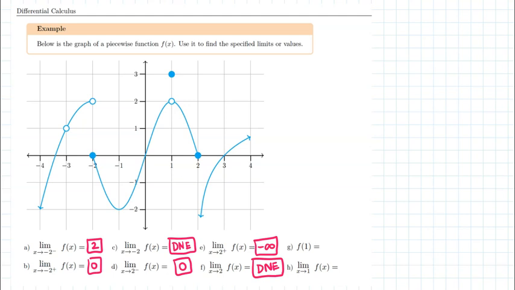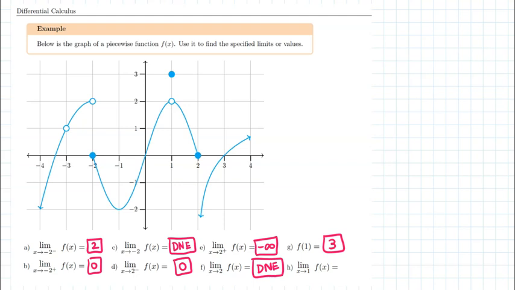Now, part G is asking us not for a limit, but it's asking us what is f of 1. And if you look, here's 1 on our x-axis, that's our x value. And if we go to our graph, it's going to go right past 2 because there's a hole there. And so it's located there. So f of 1 is equal to 3. Some folks might be inclined to say that it's undefined, but it is defined because we have this point right here. So be careful with that one.